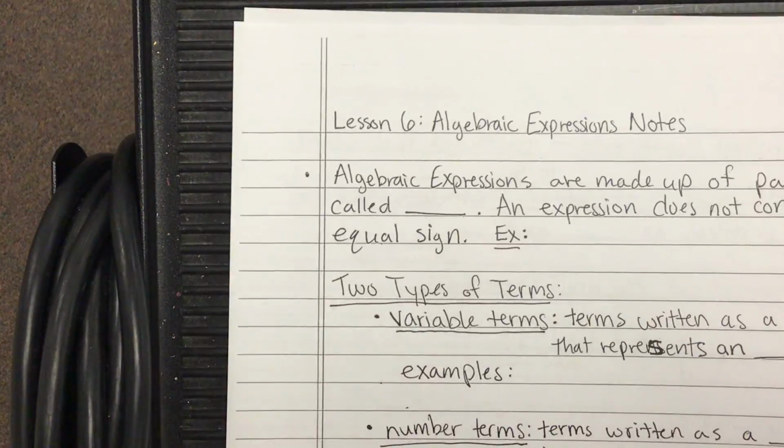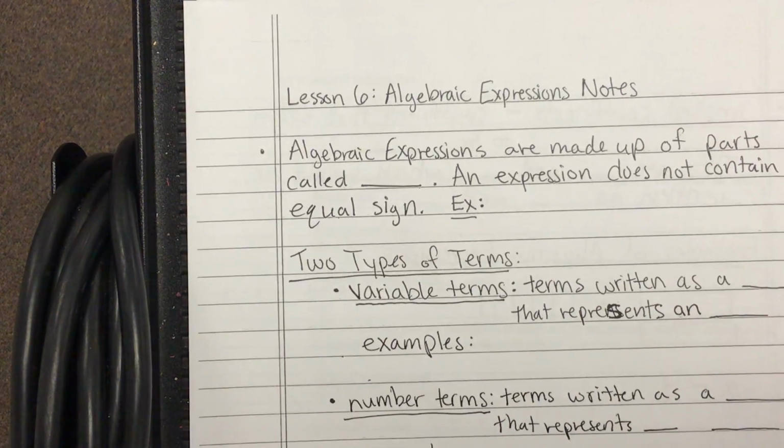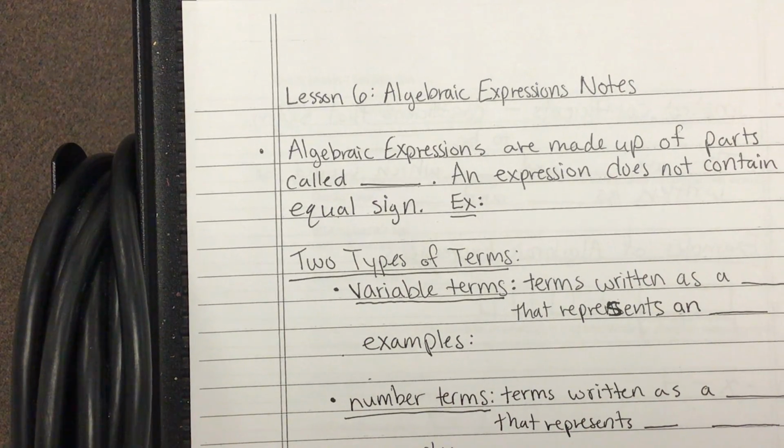Next page of notes, lesson 6, algebraic expression. Wait, so what's the answer? The answer would be 10 on that one. That was close. If you take 2 times 10, you get the 20.